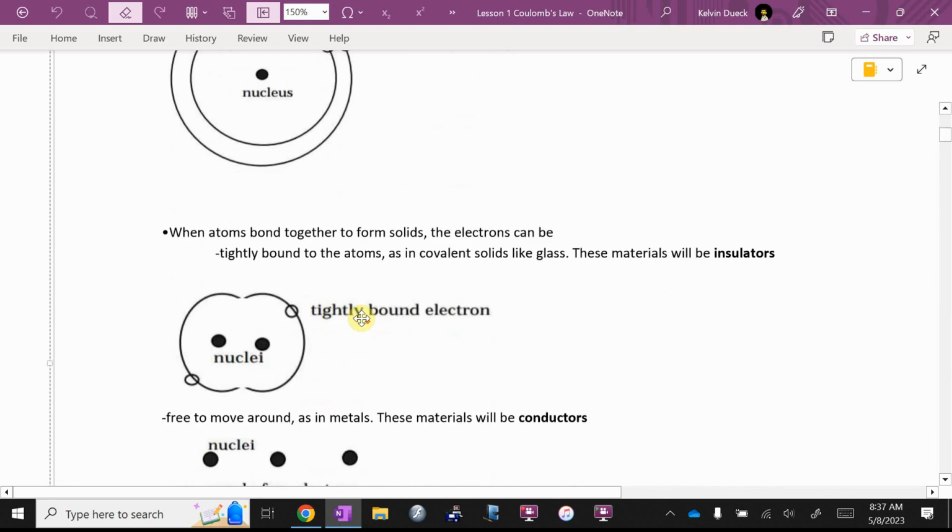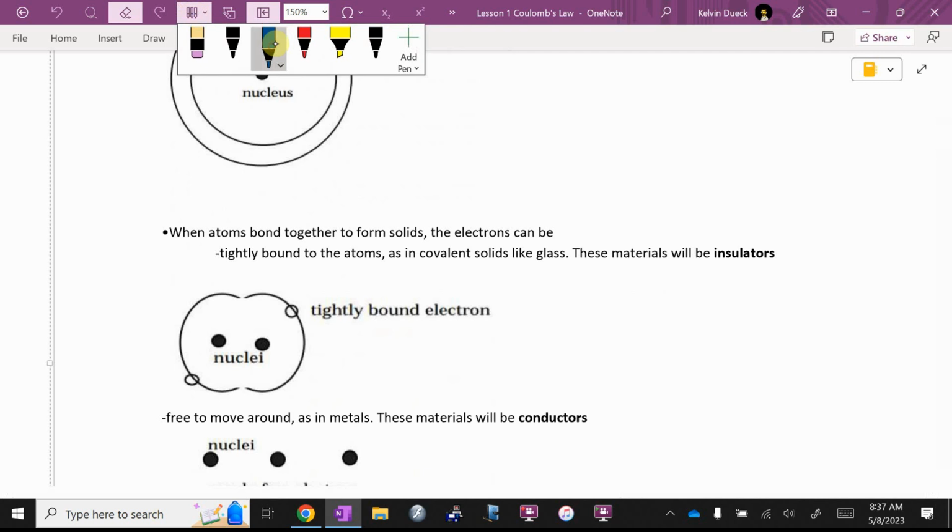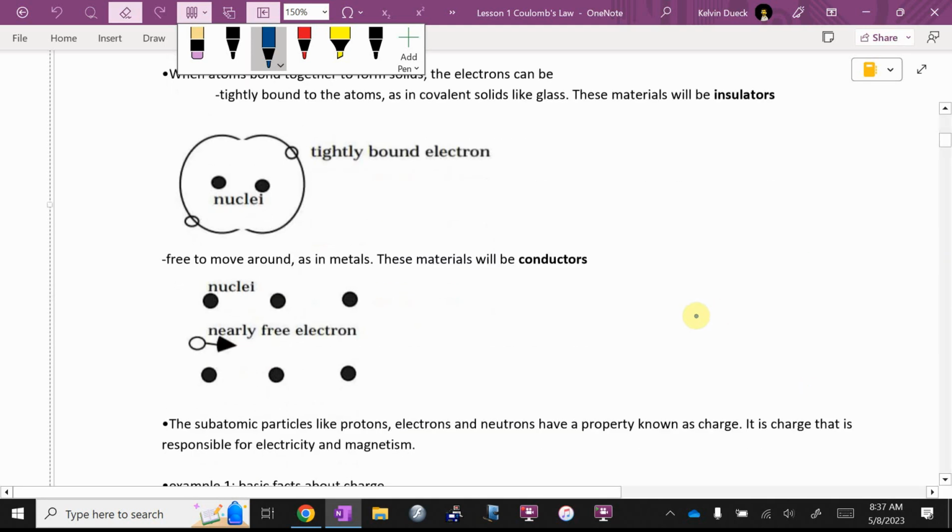And it turns out when atoms bond together to form solids, they can be tightly bound to the atoms, as in covalent solids like glass. These materials are called insulators. They don't transmit electricity very well. They let charge build up, but they don't let it go anywhere. They can also be free to move around, as in metals. These will be called conductors. So most metals are very happy to pass an electron from one atom to another atom to another atom to another atom.